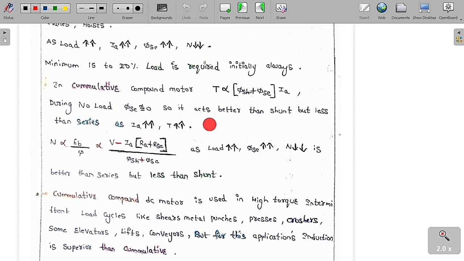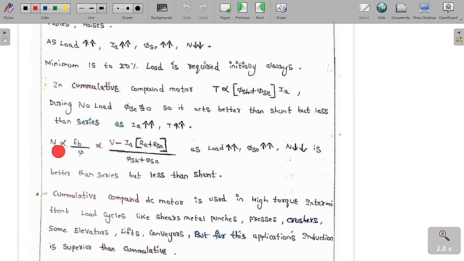So these characteristics are going to lie between the shunt and the series. It is going to act better than shunt but lesser than series. As load increases, IA increases, so torque increases. So therefore we can say that as the load increases, IA increases, and the torque increases.